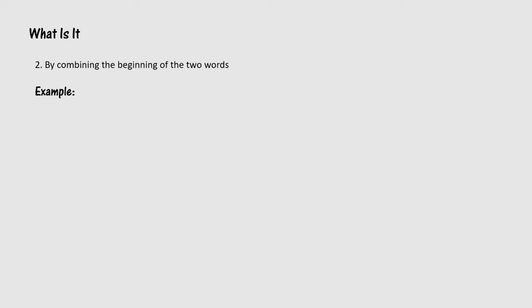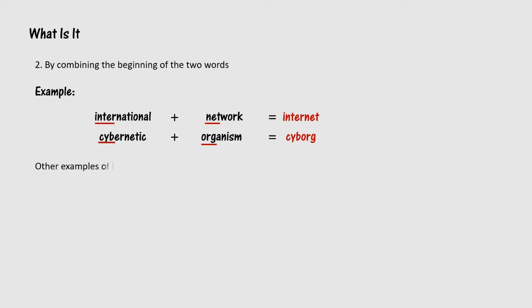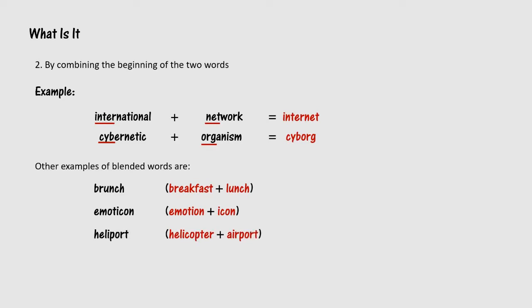Two, by combining the beginning of the two words. Example, international plus network. Inter and net equals internet. Cybernetic plus organism, cyb and org equals cyborg. Other examples of blended words are brunch, breakfast and lunch; emoticon, emotion and icon; heliport, helicopter plus airport; infotech, information and technology; frenemy, friend and enemy.